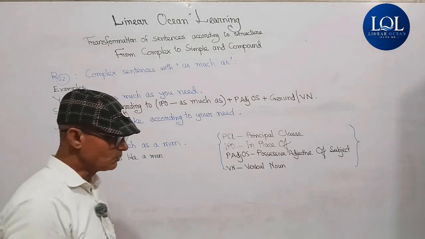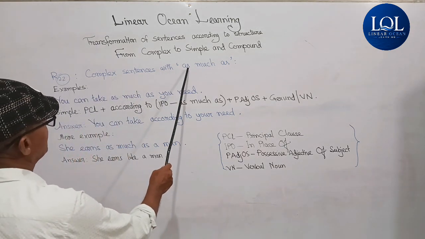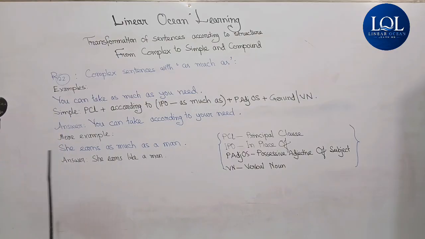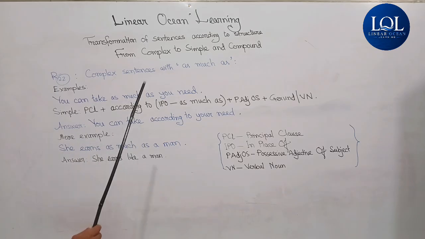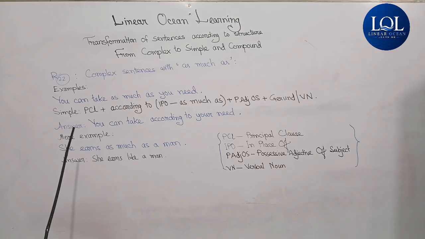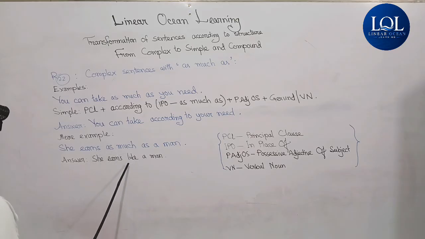Dear viewers, complex sentences with as much as are not necessarily put into compound sentences. They are not in practice made compound. So let us work out another example. She earns as much as a man. It is somewhat different from the previous one. She earns as much as a man. The answer will be: She earns, in place of as much as we write like, then the second subject, a man. She earns like a man.